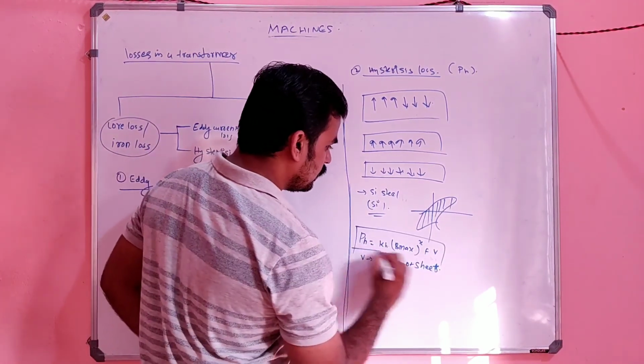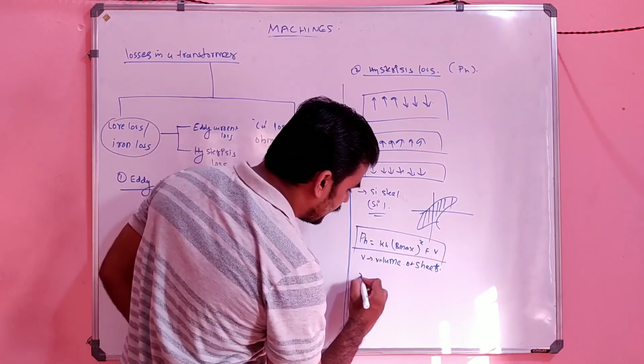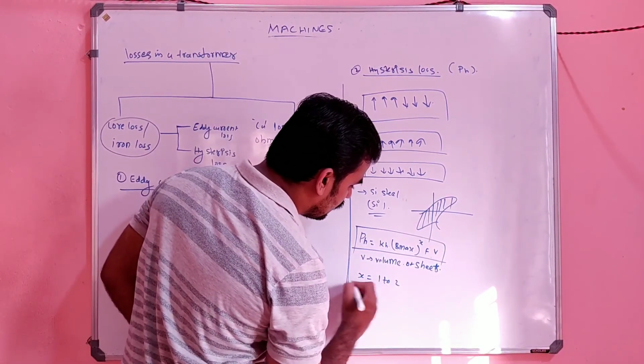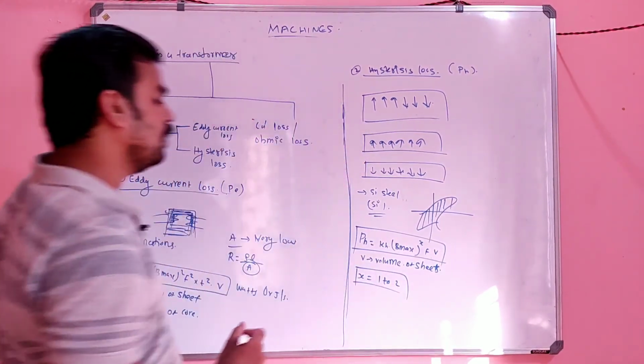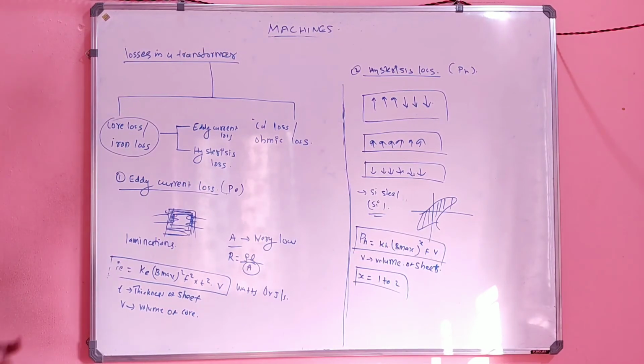So that is the equation, and the value of x will be in the range of 1 to 2.